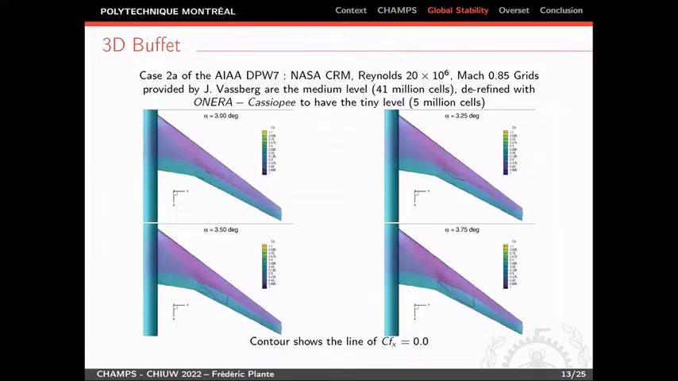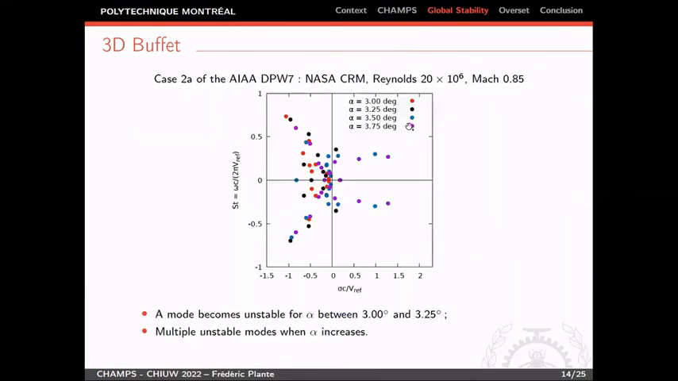Now for the application, the global stability analysis was applied to the case of the seventh AIAA drag prediction workshop, in which we are participating at the end of the month. The workshop focuses on the prediction of the cruise performance of aircraft, but we carried out a prediction of the high-speed buffet as well. Here you can see the pressure on the surface of the wing for 4 incidence angles at a Mach number of 0.85. By doing the stability analysis around these flows, for the 4 angles of attack, we're able to find a mode that becomes unstable for an angle of attack of 3.25.